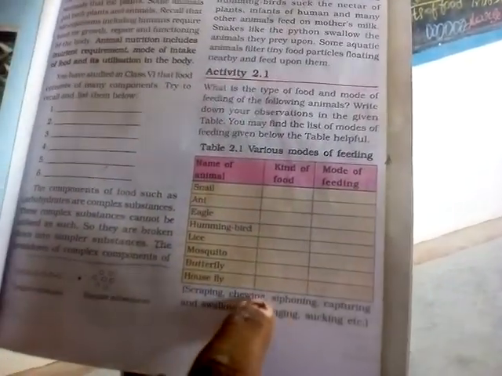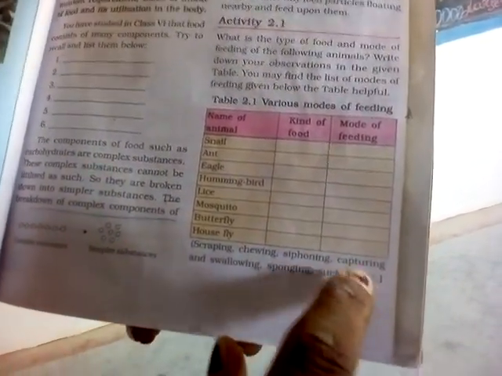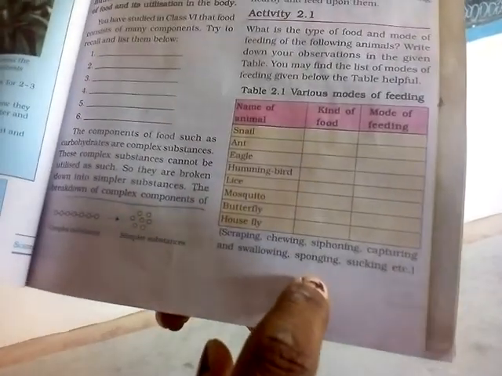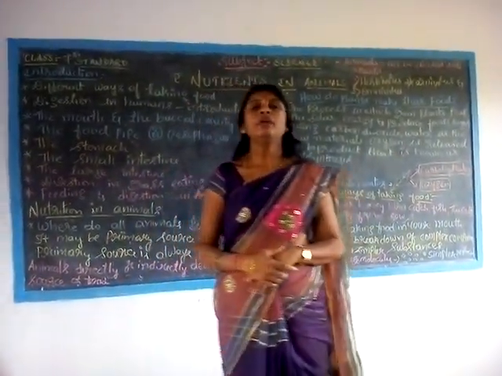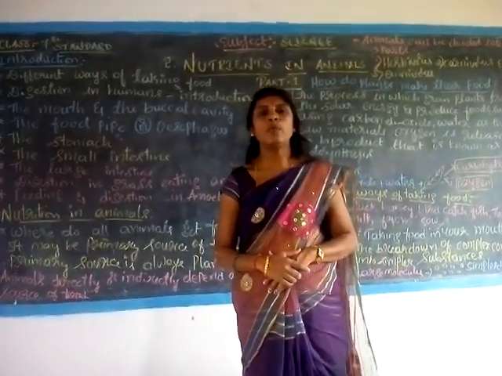Scraping, chewing, siphoning, capturing, swallowing, sponging, sucking. These are the answers given below. You choose that. Here also many components. List some components here in this table. You do this in your homework book as well as in the textbook also. You complete this and come and show it to me in the next class when we inform you.